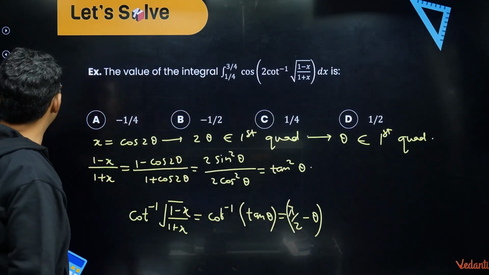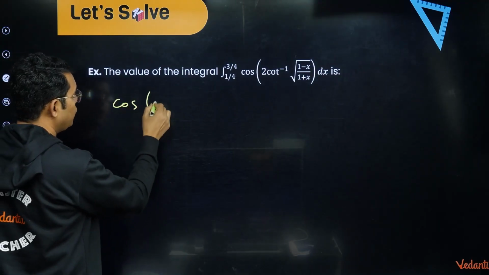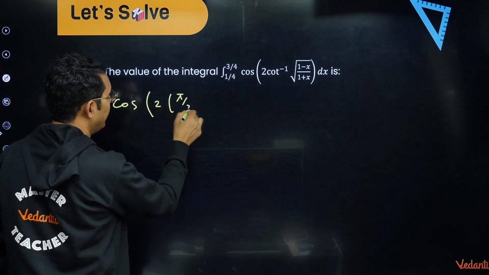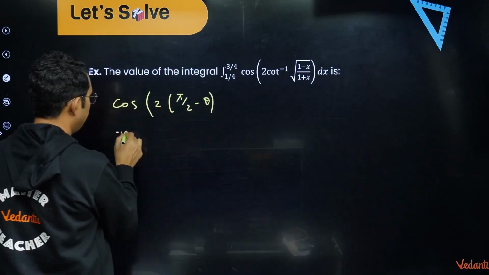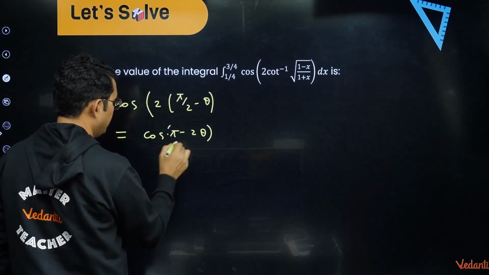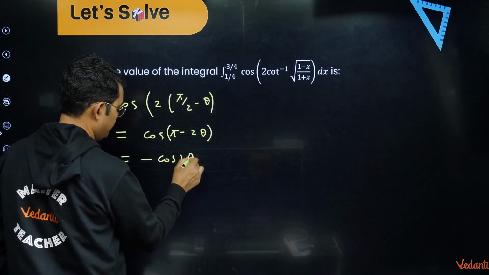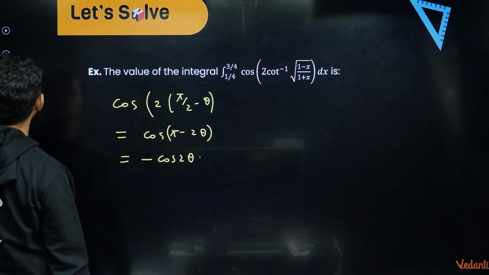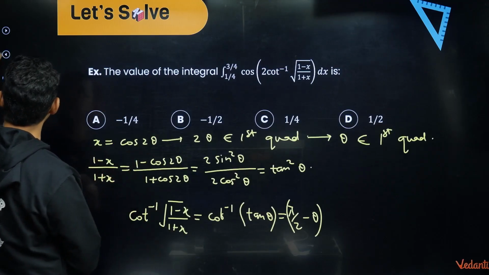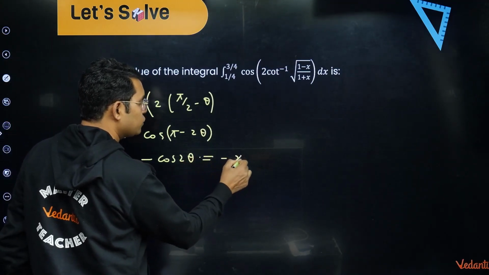So the integrand that is asked, cos of this thing, will be cos of 2 into pi by 2 minus theta, and this will be cos of pi minus 2 theta. This is equal to minus cos 2 theta. Okay, now dear students, we actually put cos 2 theta as x. So minus cos 2 theta will be equal to minus x only.